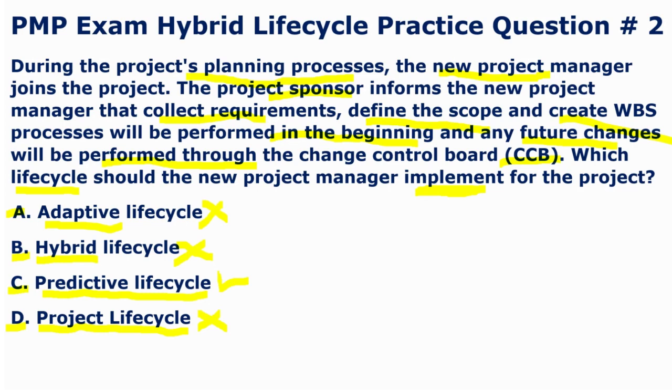In this scenario, option C is the best option as it enables us to perform the collect requirements, define scope, and create WBS processes that are performed towards the beginning of the project, and the perform changes can be performed through the change control board regularly. Those who answer this question correctly, congratulations to you. For those who could not answer it correctly, we have 3 more practice questions for you.